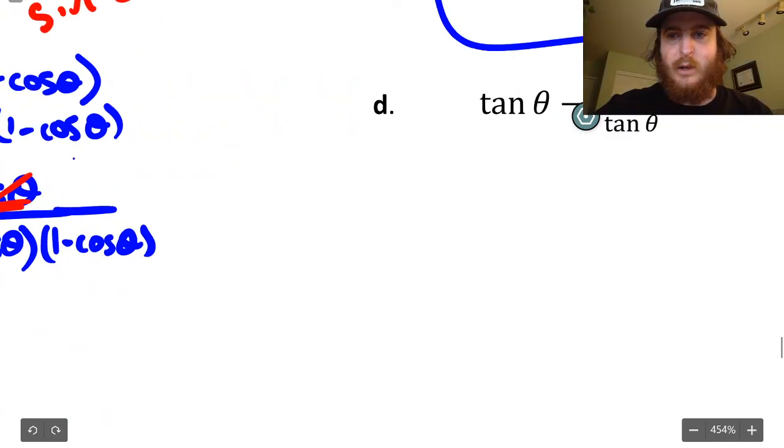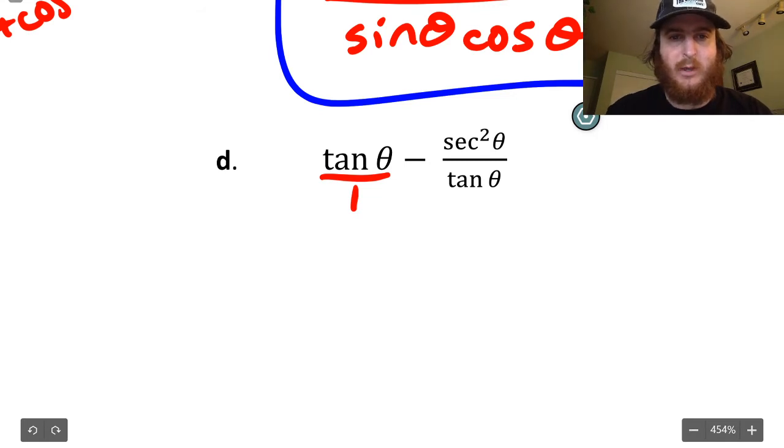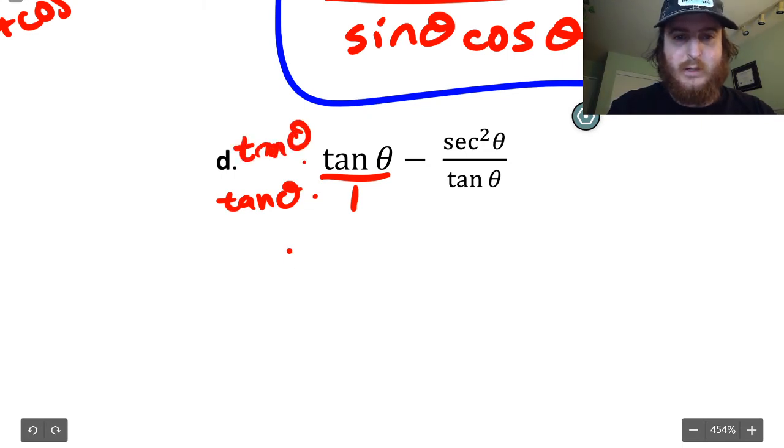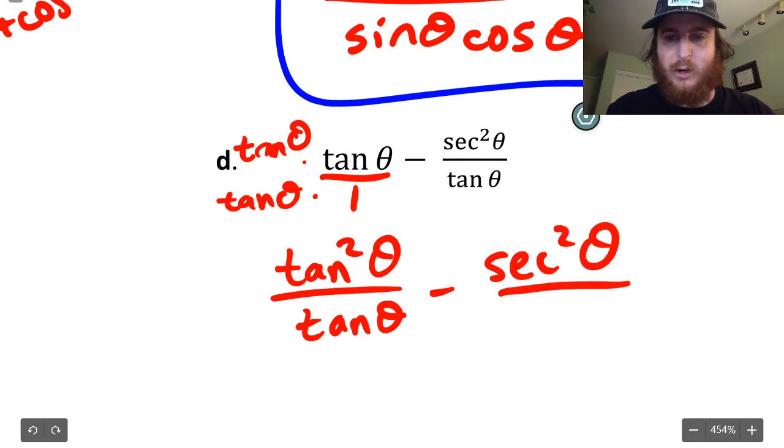All right, next one. We have tangent theta divided by secant squared theta over tangent theta. In this case, I see a fraction. So if I'm trying to add a fraction, we need like denominators. So I'm going to put tangent theta divided by 1, so times tangent theta and times tangent theta. This gives us tangent theta times itself becomes tangent squared theta over tangent theta. And remember, whenever we see these squareds, you want to start thinking about those Pythagorean identities as much as you can.